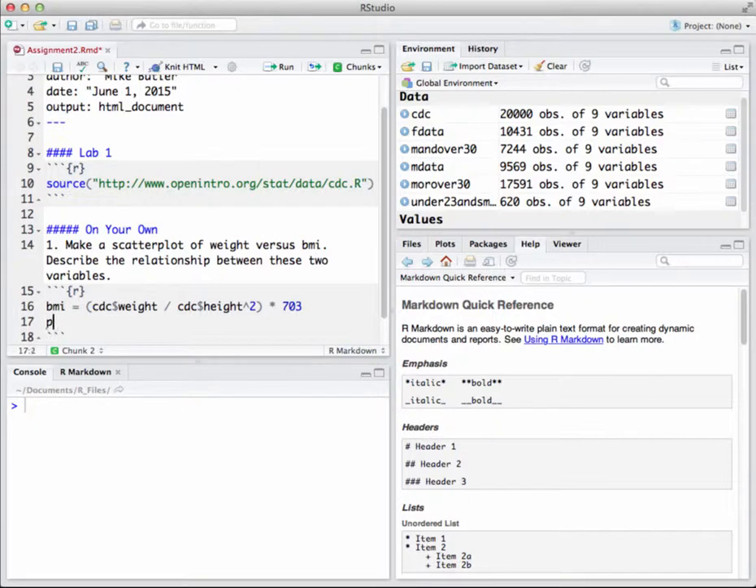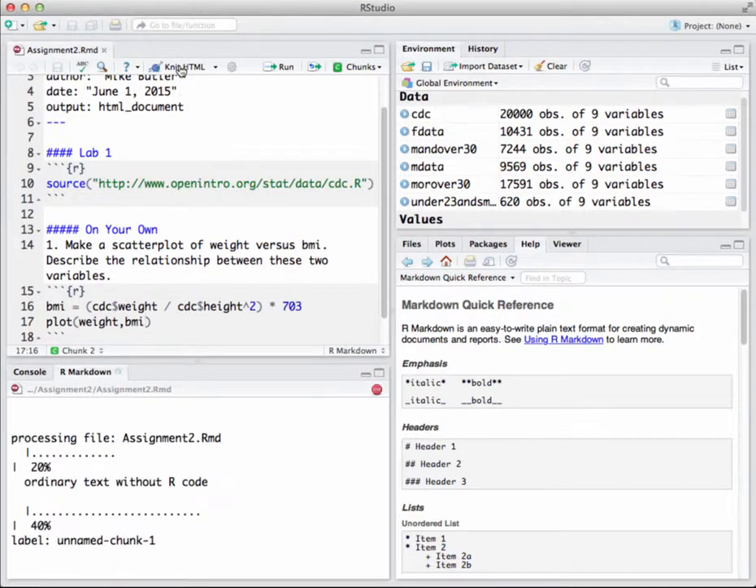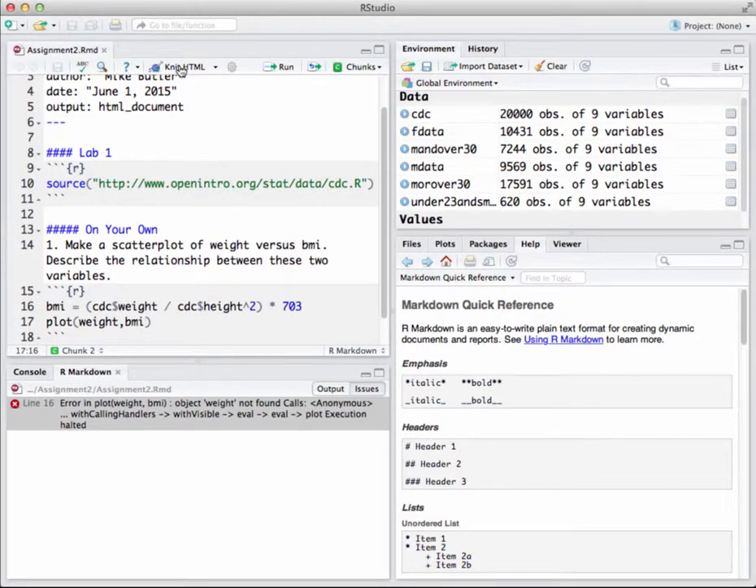And they want us to make a scatter plot. Remember, a scatter plot is the plot command. So we're going to plot the weight versus BMI. So that's weight, and then you're going to do that comma, and then BMI. All right, now I'd like to execute the R code that I have done so far. So let's go ahead and save this, and let's go ahead and knit what we've done to date. Okay, so let's go ahead and say knit HTML. Let's see if what we've got done so far works.